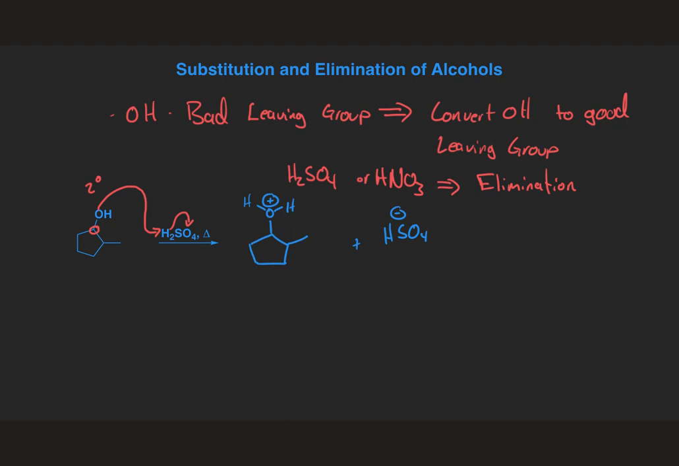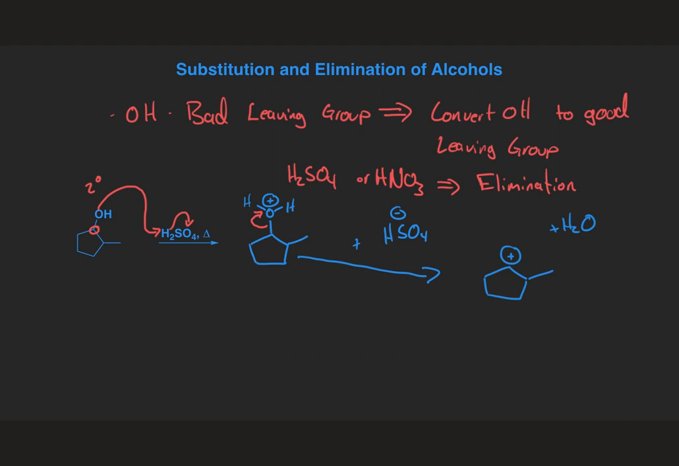Now what we have done is converted OH here into water. Water is an excellent leaving group because when it leaves, it's a neutral molecule and not charged. And so water can leave. These electrons in that bond are going to go up to oxygen, and you form this secondary carbocation plus water.